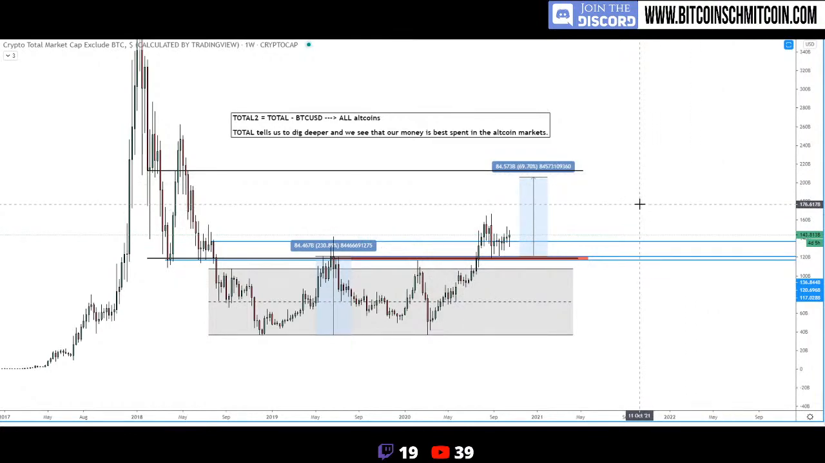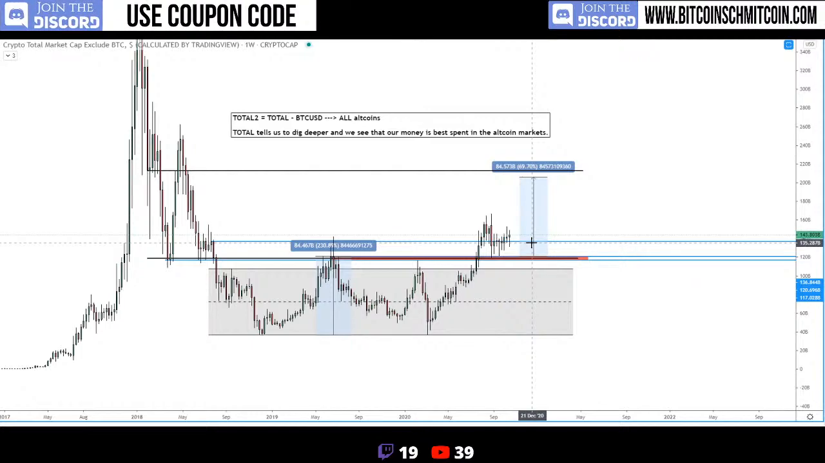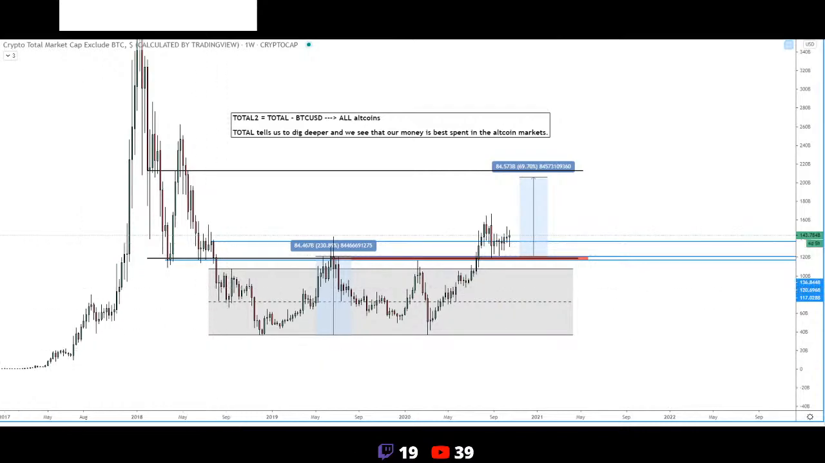Before I get into Bitcoin, any questions about why do we care about total market cap? Why is it important? Why look at total versus total 2, etc.? Any questions like that? Let's hear it.